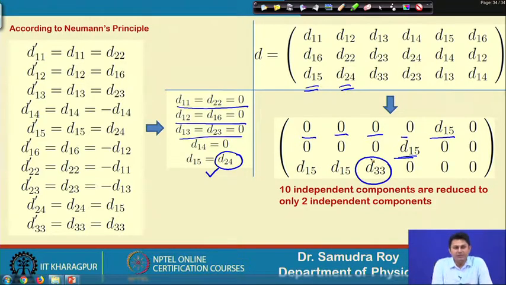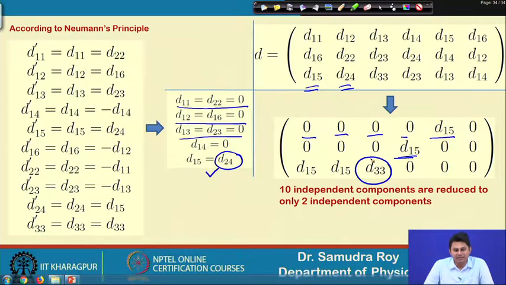So, eventually, how many independent coefficients are there in the D matrix? We started with 27, then reduced it to 18, then reduced it to 10, and now after applying Newman's principle we reduce it to 2.